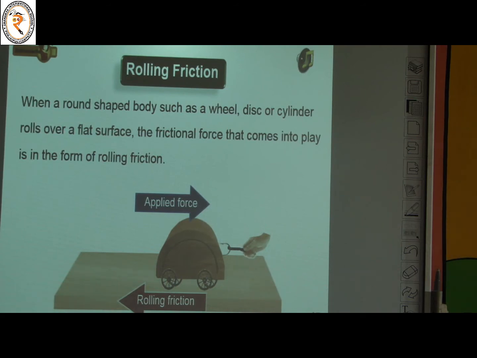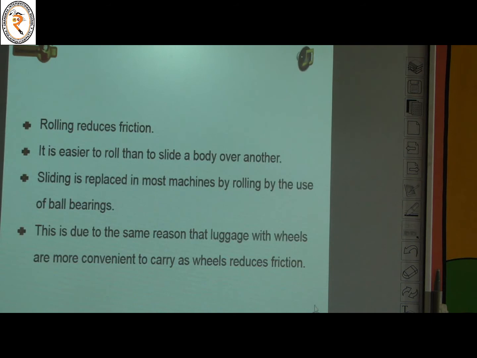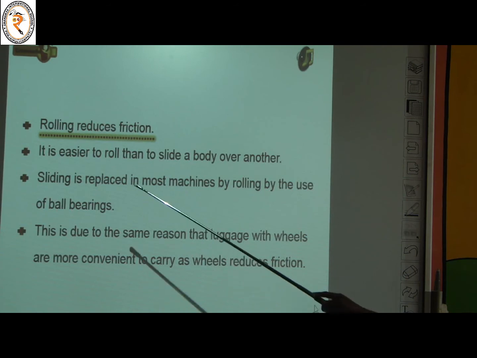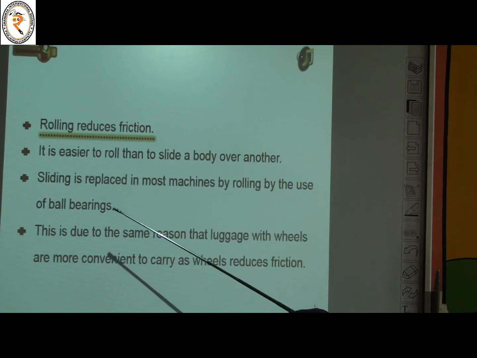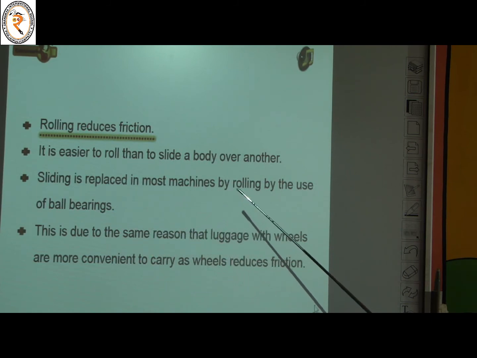The next one, rolling friction reduces friction. It is easier to roll than to slide a body over another. Sliding is replaced in most machines by rolling by the use of ball bearings. This is due to the same reason that luggage with wheels is more convenient to carry, as wheels reduce friction. Did you see the luggage bags carried with wheels? Why? Because it reduces the friction.